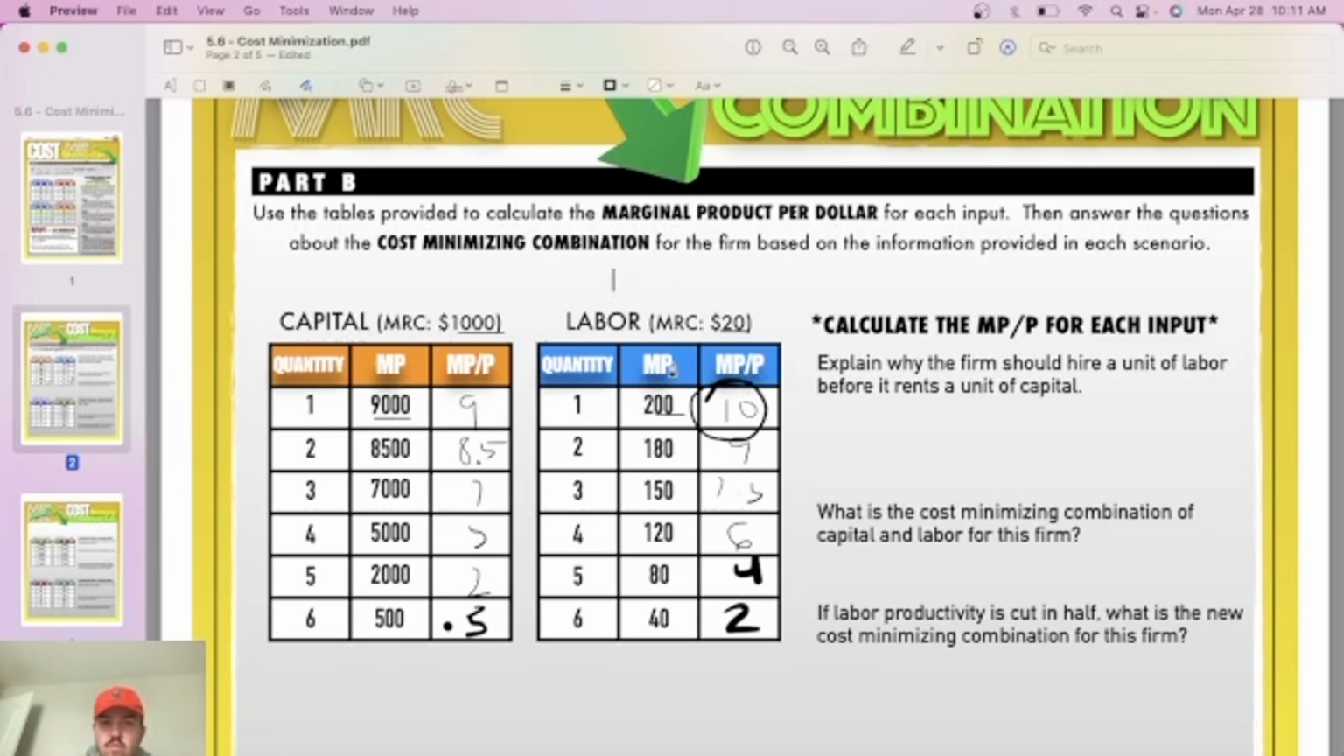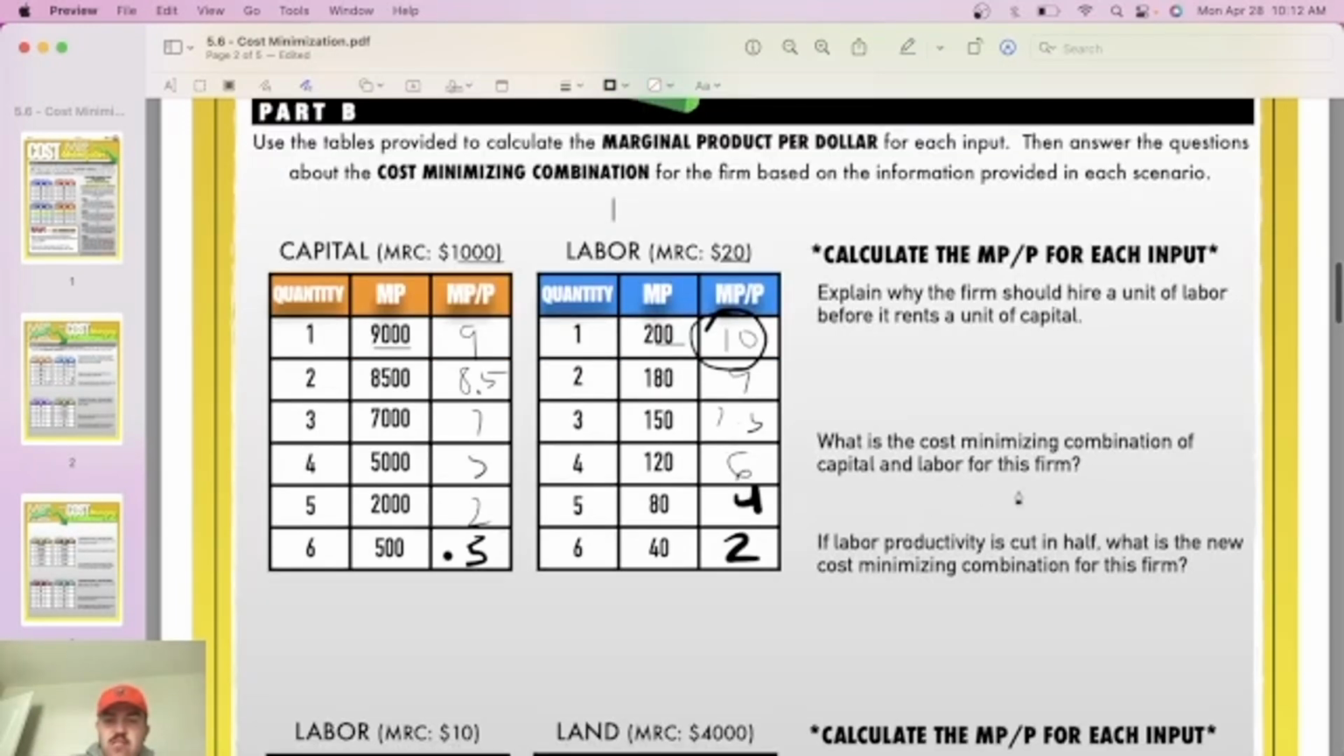So there's our 1 unit of labor right there. After that, our unit of capital and our unit of labor equal each other. So the firm should hire a unit of labor before it rents a unit of capital because the first unit of labor is the greater one. What is the cost minimization combination of capital and labor for this firm? Right here now we have 9 and 9. They're equal each other, but I found somewhere else where it's equal to each other on here too.